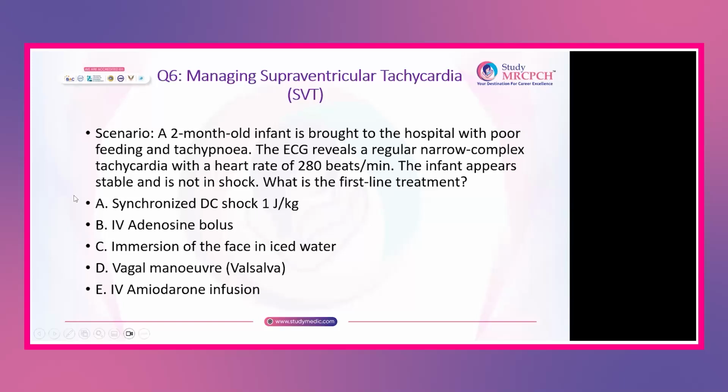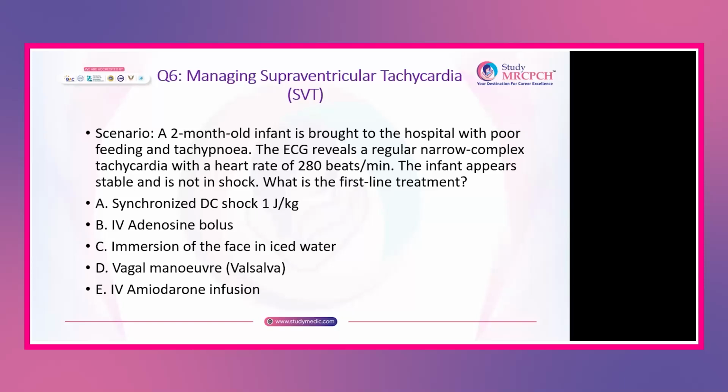This baby is stable. That means his blood pressure is maintainable within the normal limit. So what do we need to give? We need to give synchronized DC shock of 1 joule per kilogram, or IV adenosine bolus, immersion of the face in ice water, or vagal maneuver like Valsalva, or IV amiodarone infusion.